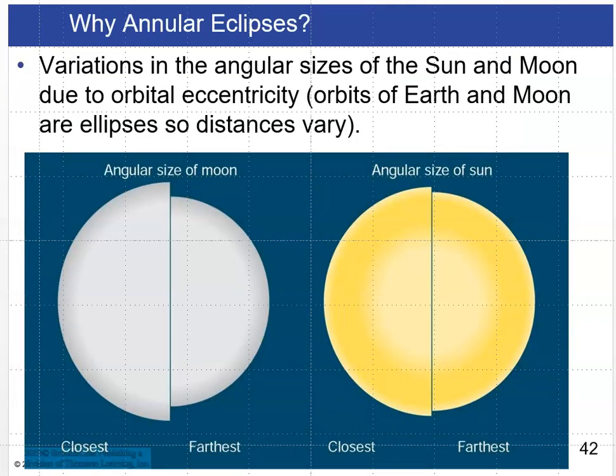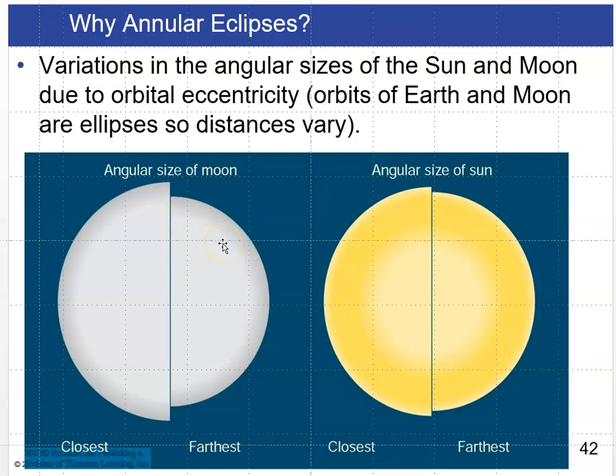Why do we get annular eclipses? Well, it turns out that the orbit of the moon and the orbit of the earth are not perfect circles. They're elliptical. So the distance between the earth and the moon and the distance between the earth and the sun varies, depending on what part of the ellipse it's in. And when you look at something that's close up, it looks larger. That is, it covers a larger angular size than when it's further away and looks smaller, which is a smaller angular size. The moon, when it's closest to the earth, has this angular size. When it's furthest away in comparison, it will be this angular size.